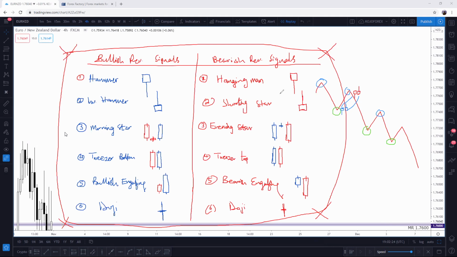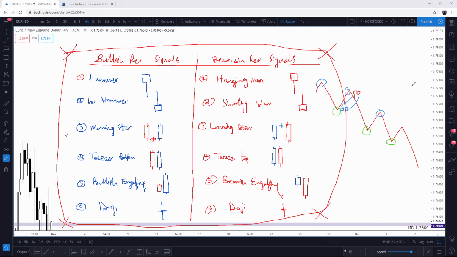Now, I don't know why they decided to name them like that. All I know is that when you're looking for these patterns in the bullish range, this one is the hammer, this one's called the inverted hammer. If you're looking for this in the bearish range, this one's called the hanging man, this one's the shooting star. You have to take it as it is.